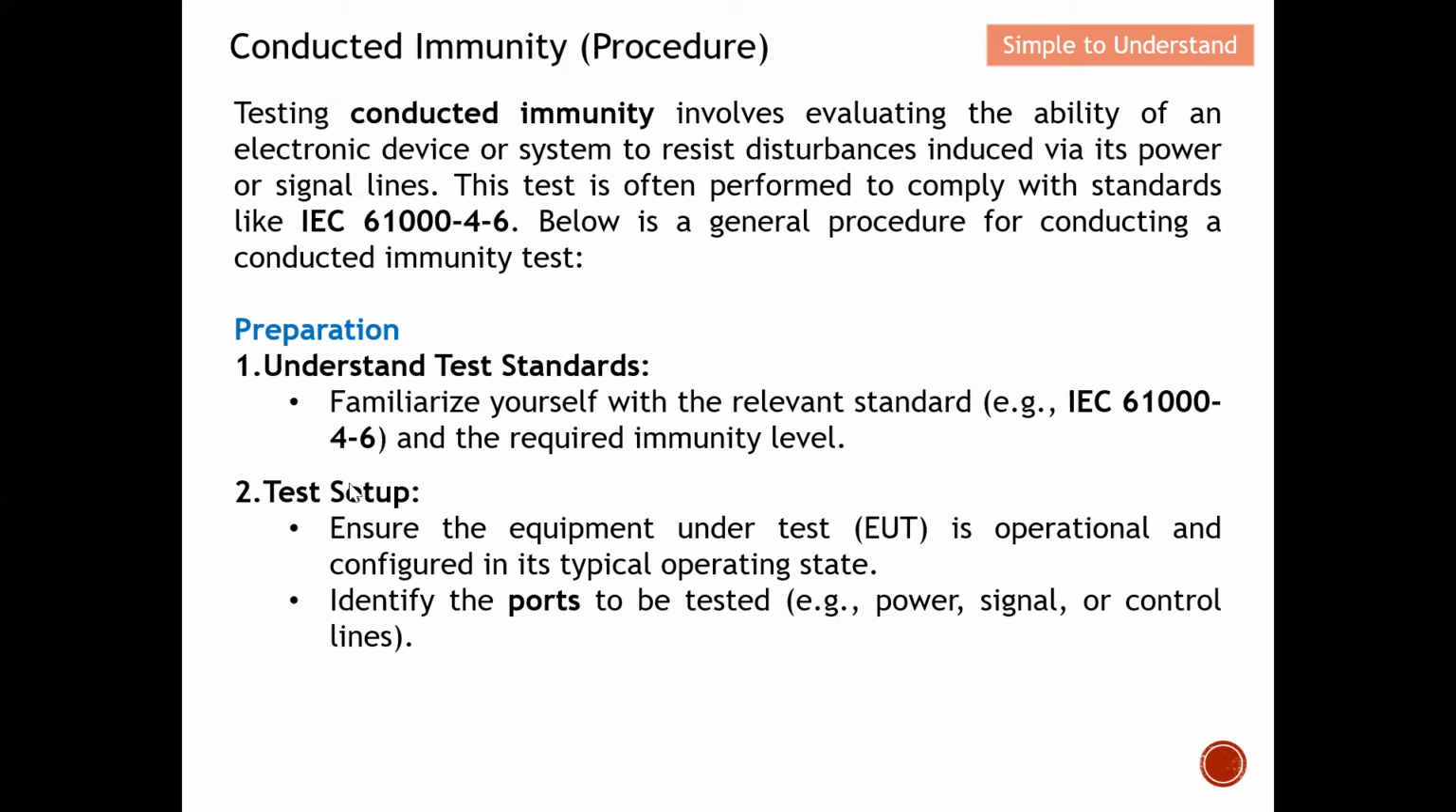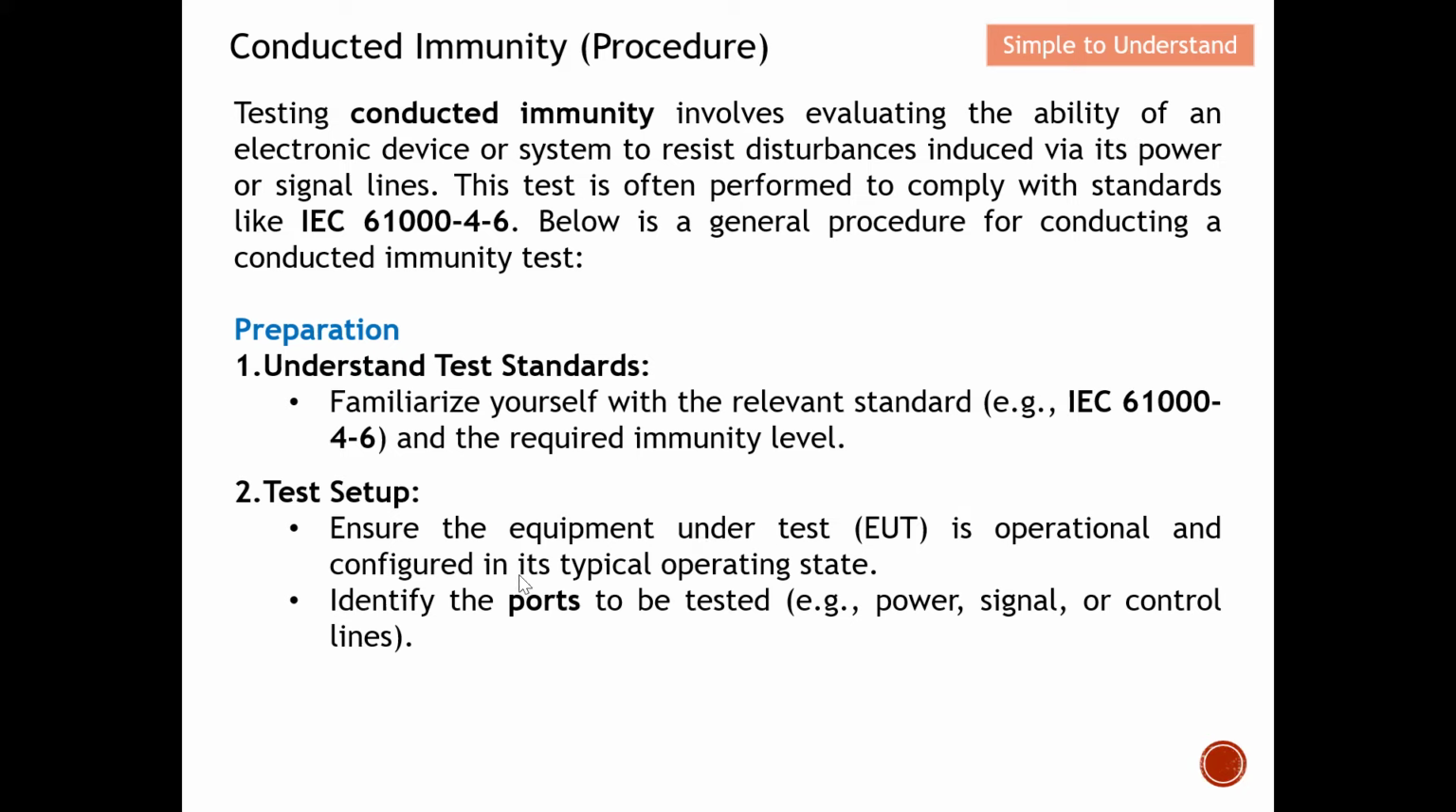Step number 2 is to do the test setup. We need to ensure that the equipment under test is under operation, and it needs to be configured in its typical operating state, which means it must operate in a so-called normal condition rather than some extreme condition. So basically, we want to ensure that your DUT operates in a normal condition.